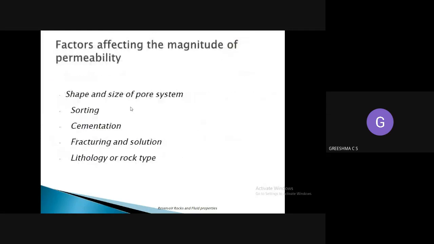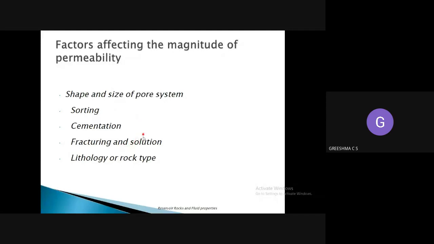The factors affecting the magnitude of permeability are similar to those for porosity. The first is the shape and size of the pore system, same as porosity. Second is sorting, which we already discussed, same as for porosity. Next is cementation, that is, how the particles stick to each other, whether tightly packed or loosely packed.